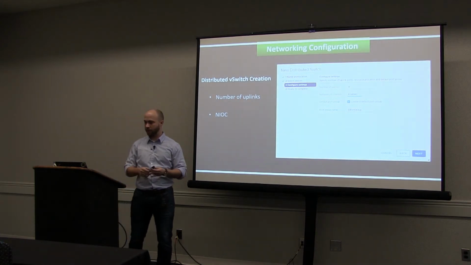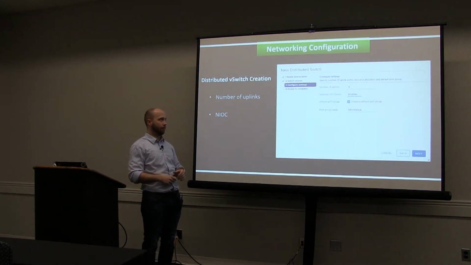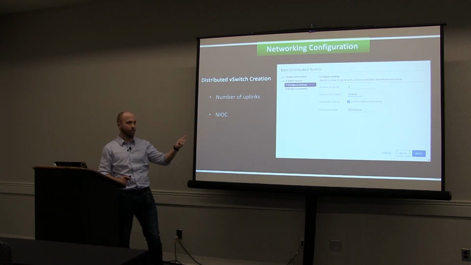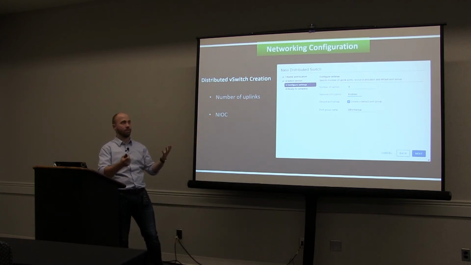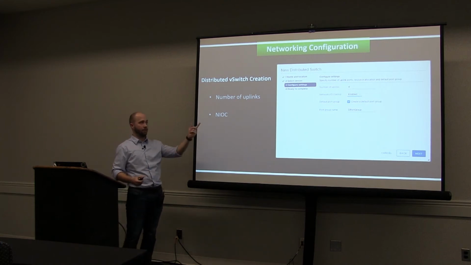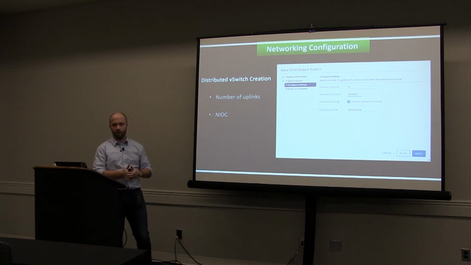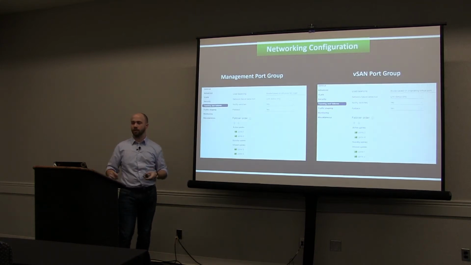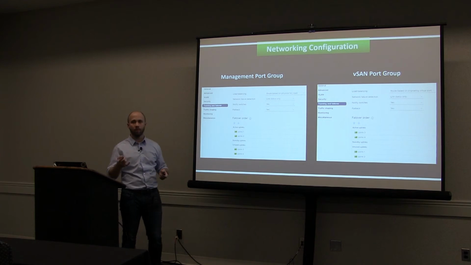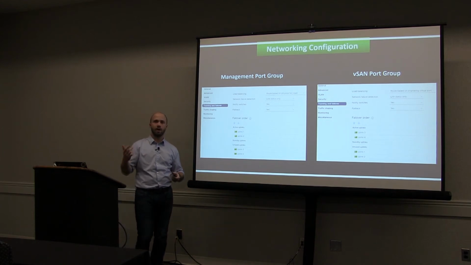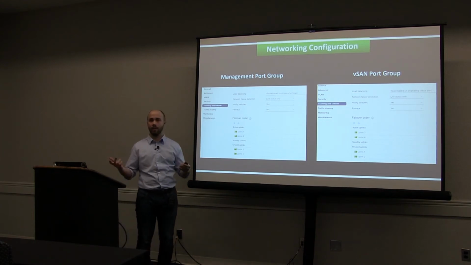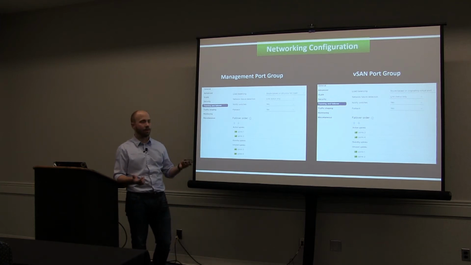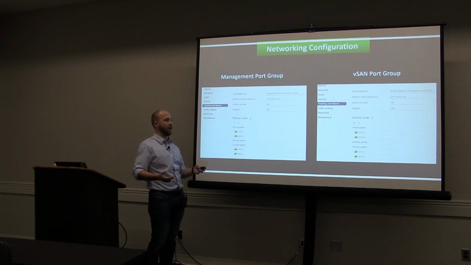So as far as actually creating your distributed switch, not a whole lot you need to keep in mind here, just the number of uplinks that you're going to configure, which would be determined by the ports that you're going to use on your host, and also whether you're optionally going to choose to enable Network I/O Control. After you have your distributed switch configured, you're then going to create at least 2 port groups on that distributed switch. You can obviously create more if you want to, but you're going to need a minimum of 2. One will be for your management traffic, and one will be for your vSAN traffic.